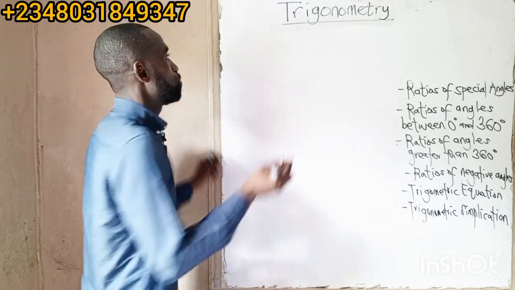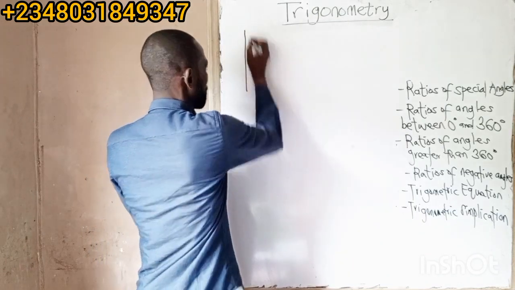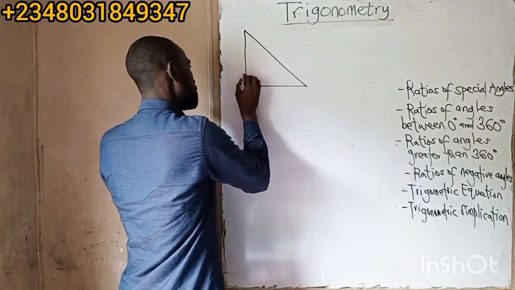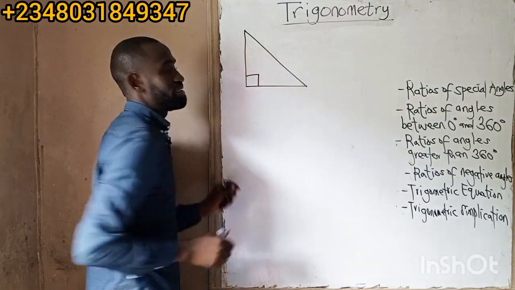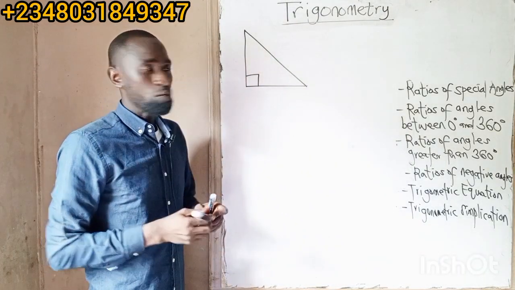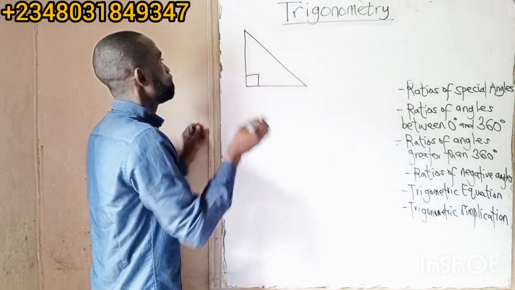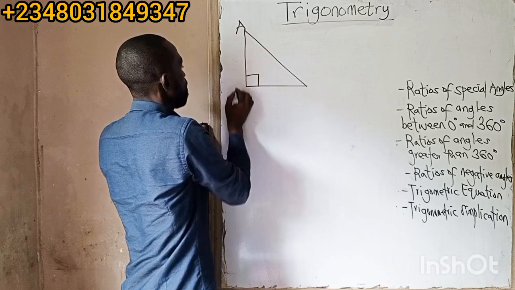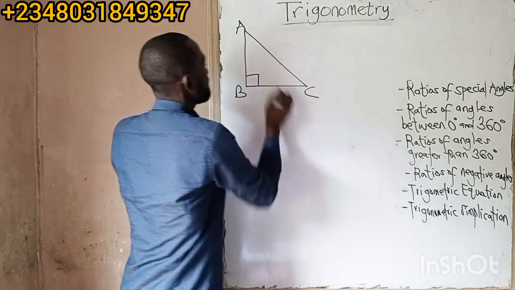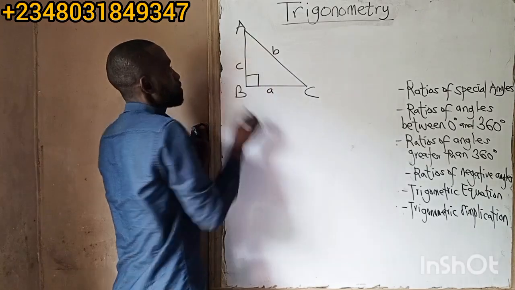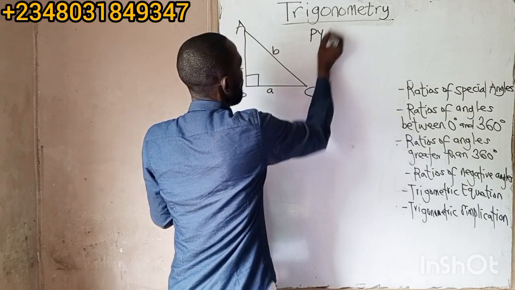And what is a right-angled triangle? It is a triangle like this. Please try and understand though. This is angle 90. So anytime you see a triangle like this, it is called a right-angled triangle. This is 90 degrees standard. So we have A here, B here, and C here. This is our small b, this is our small a, and this is our small c.